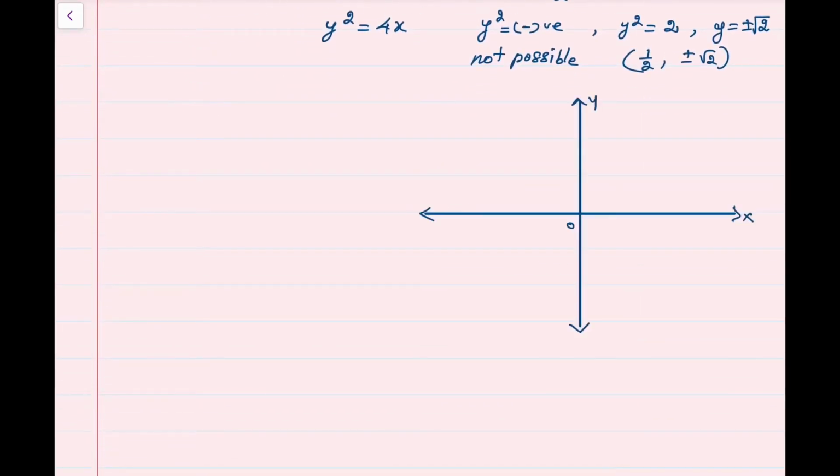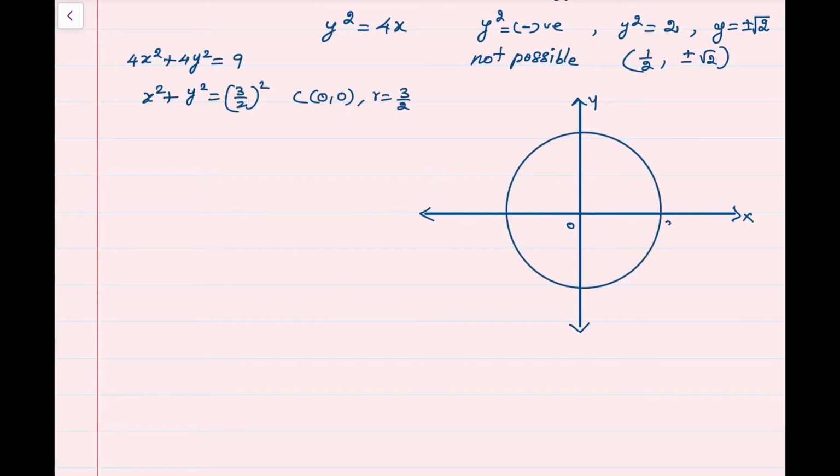We'll draw the figure. The circle equation is 4x square plus 4y square equal to 9. x square plus y square is 9 by 4, which is 3 by 2 the whole square. Center is (0, 0) and radius is 3 by 2. Radius is 3 divided by 2, which is 1.5. This is 1. Half. This point is (half, root 2) and this point is (half, minus root 2).